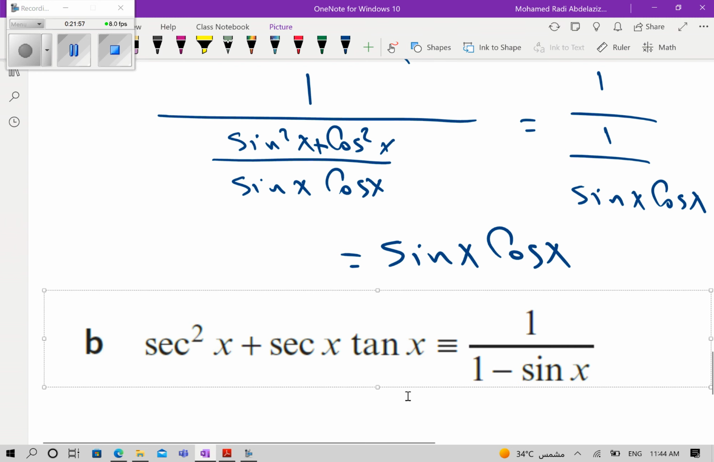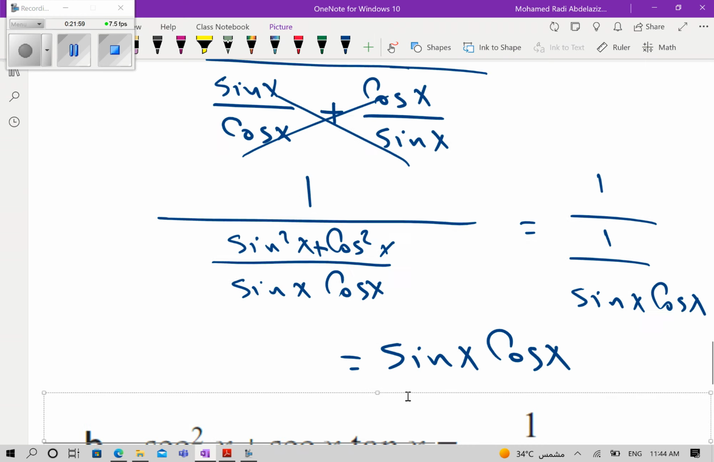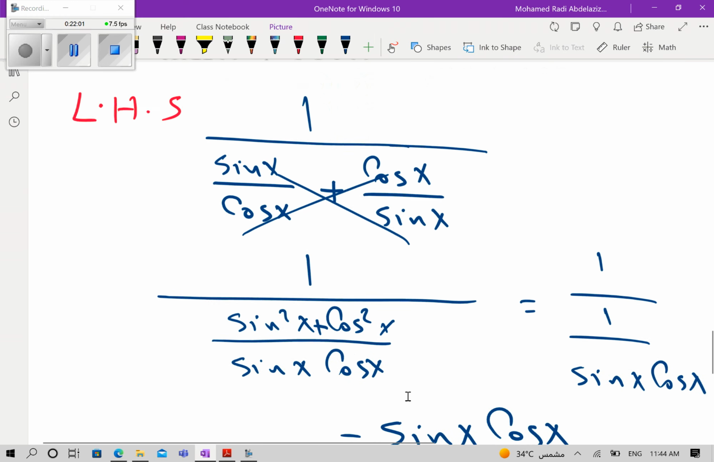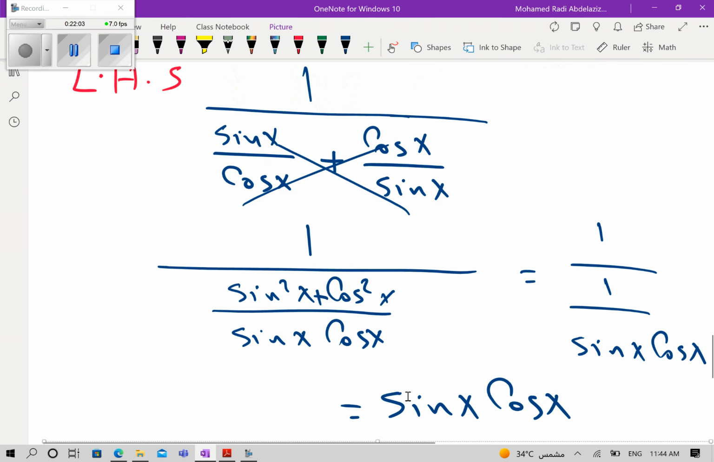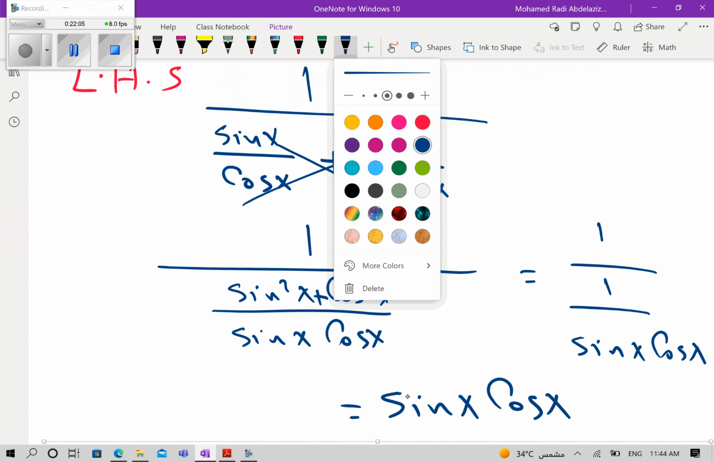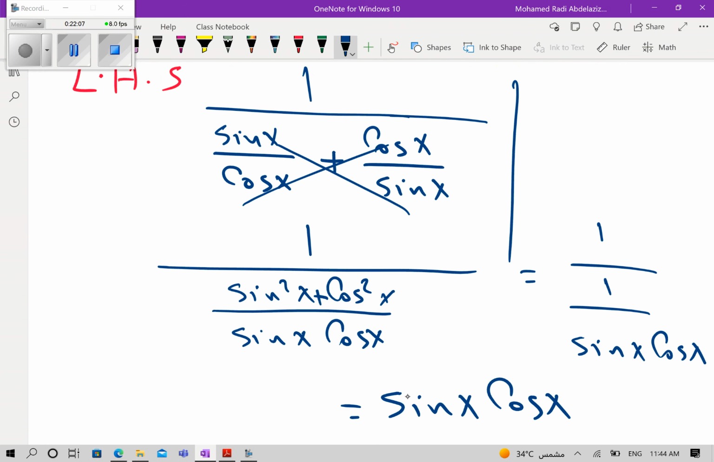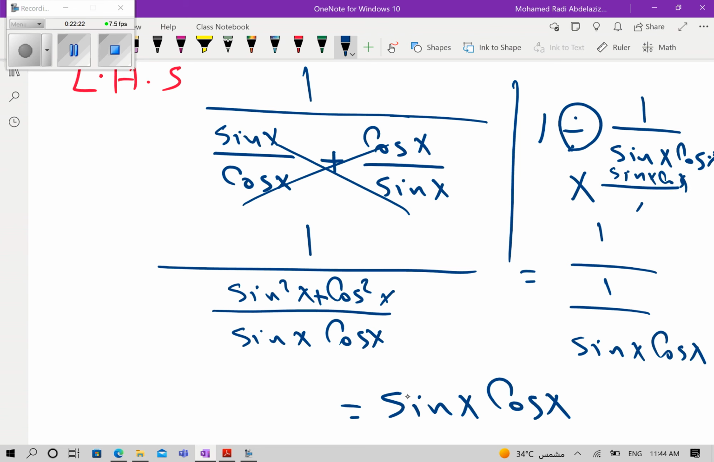I'm confused on fractional values. Can you explain it a bit more? When I say 1 divided by 1 over sine x cosine x, when I write it like this, division will be multiplication, and find the reciprocal will be sine x cosine x over 1. So it will be the same answer.